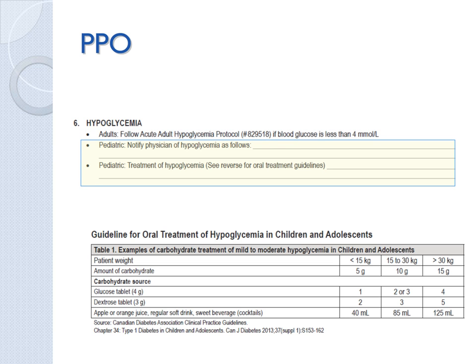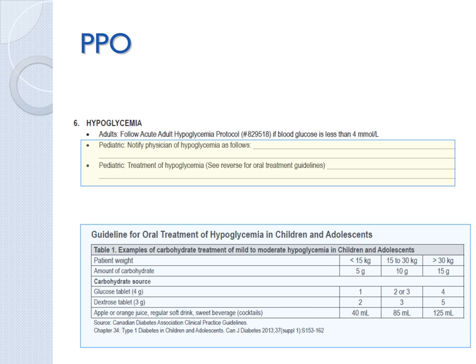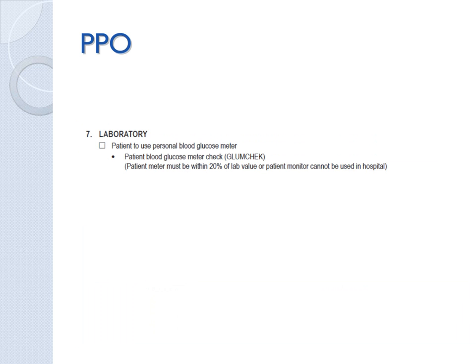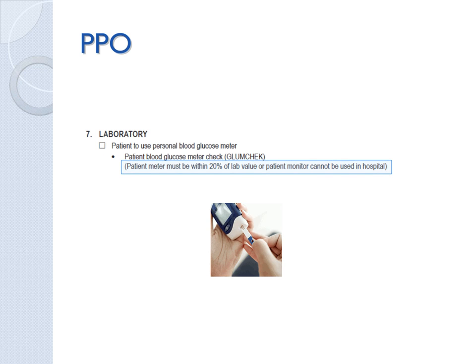For pediatrics, they need to indicate at what level they would like to be notified and what treatment for hypoglycemia. On the back of page 2 is a decision support for oral treatment for hypoglycemia in children and adolescents. If the patient wishes to use their own blood glucose meter, the lab requires that they do a meter to lab check, which must be within 20%.